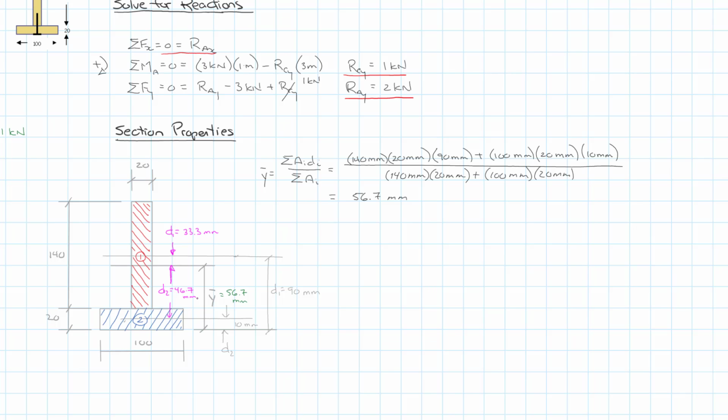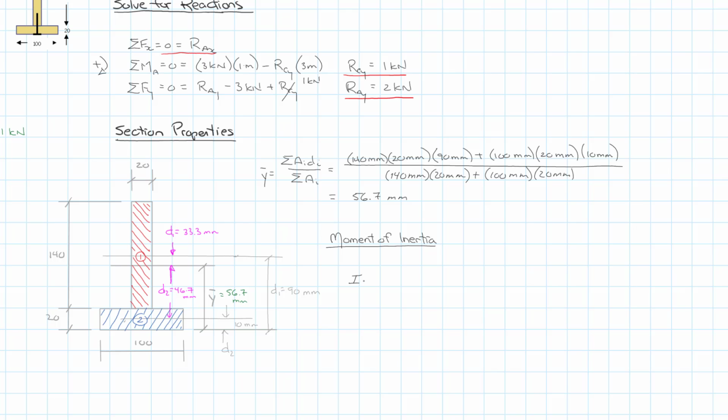And with those values, I think we're in a good space to get this. So let's just label what we're doing. We're looking for the moment of inertia, or second moment of area. And so we're going to be using the parallel axis theorem for this.